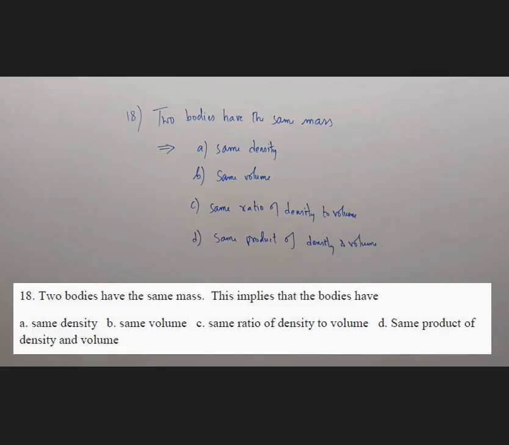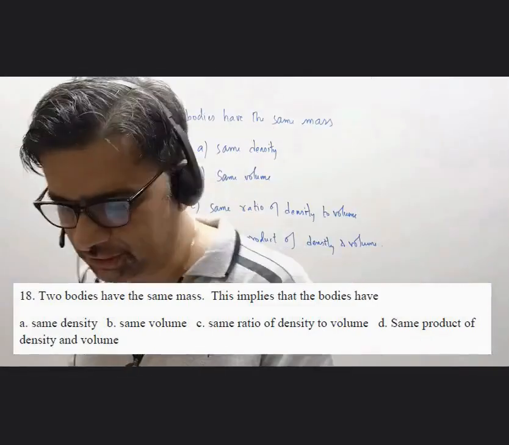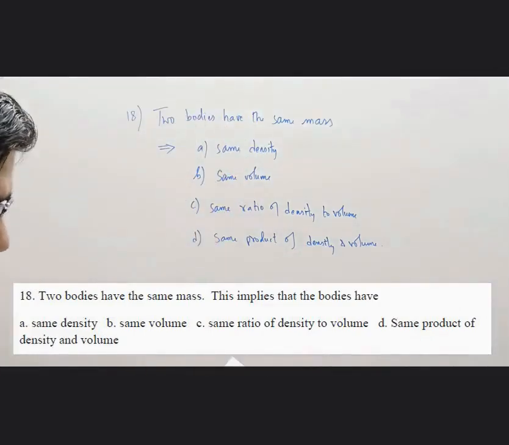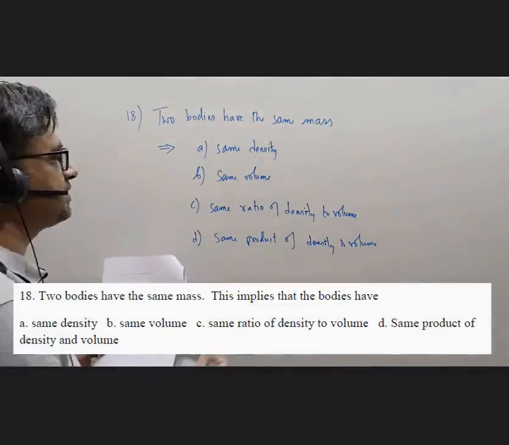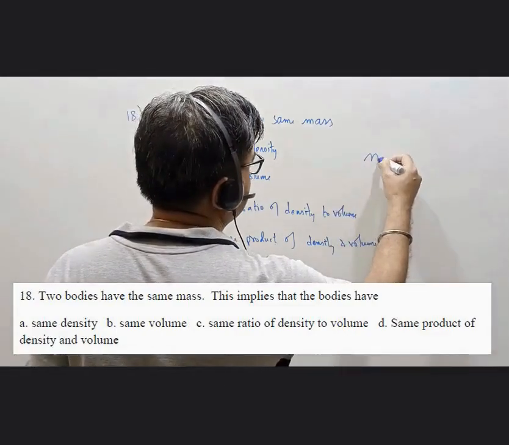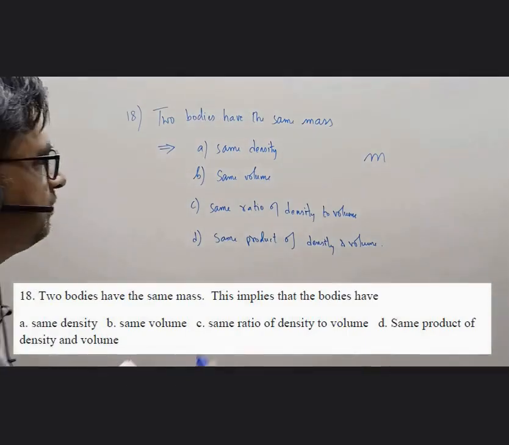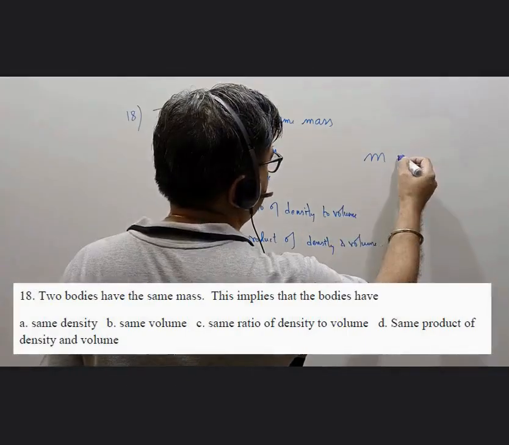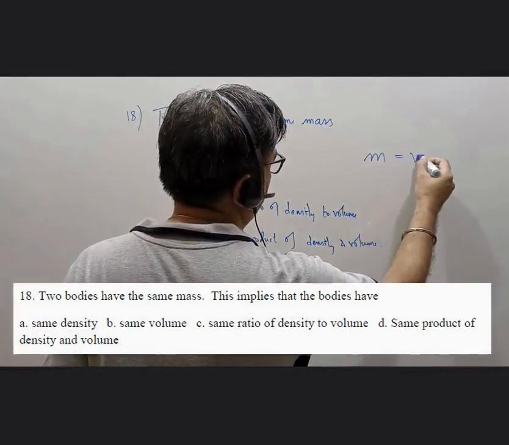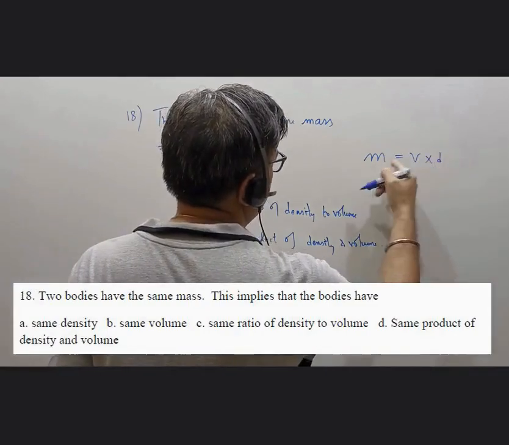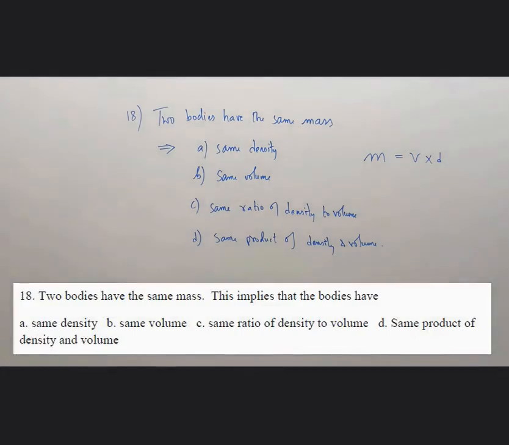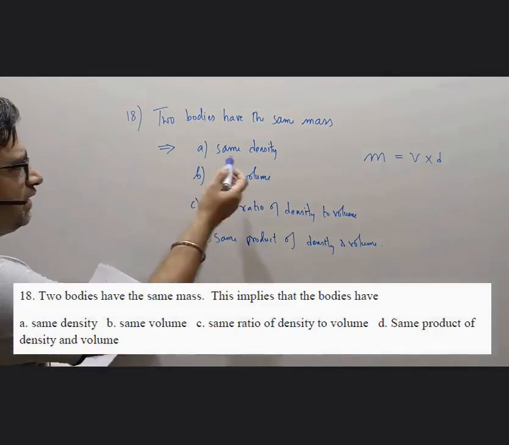So for question number 18, I have written this question on the board. This is an MCQ. As you can see, two bodies are stated to have the same mass. Now let's say the masses of these two bodies are m, because they have the same mass. We can call m as their masses. This is given by volume into density. We know that mass is equal to volume into density. It's a simple question. Well, they can't have the same density.